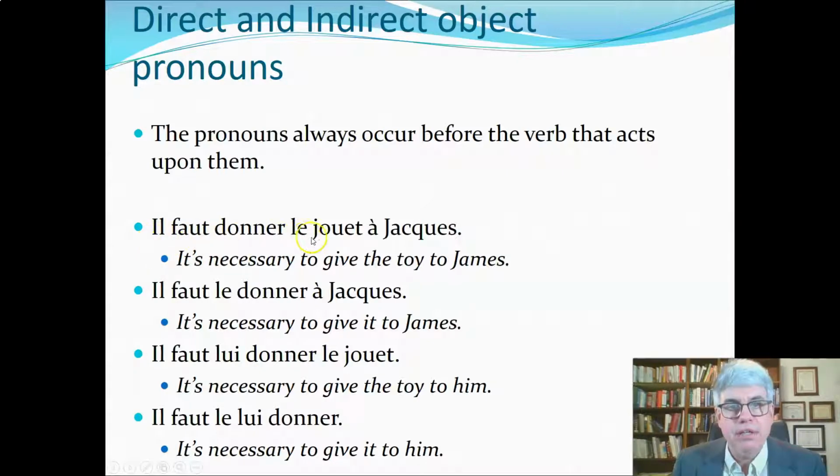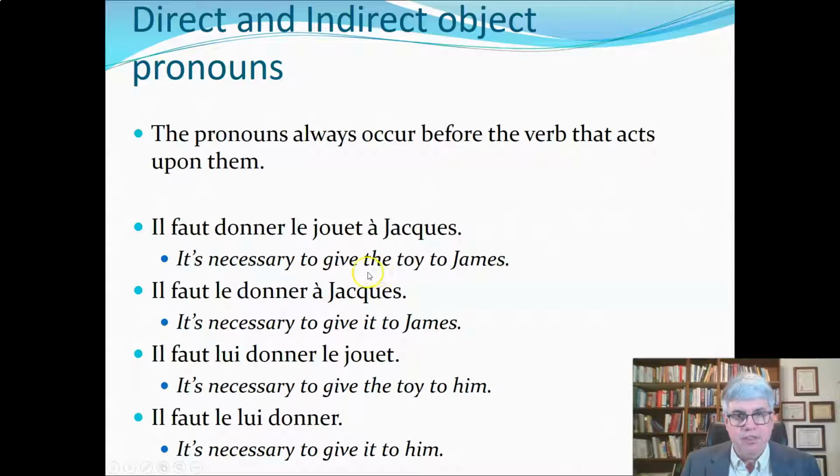Il faut donner le jouet à Jacques. So we've got, it's necessary to give the toy to James. So we've got two verbs there, and the toy to James goes with donner. It doesn't go with il faut. Il faut is followed by donner, so the pronouns are going to go in front of donner. Il faut le donner à Jacques.